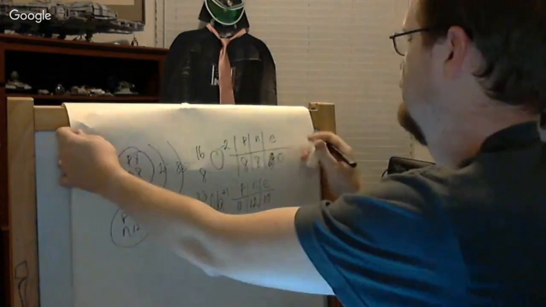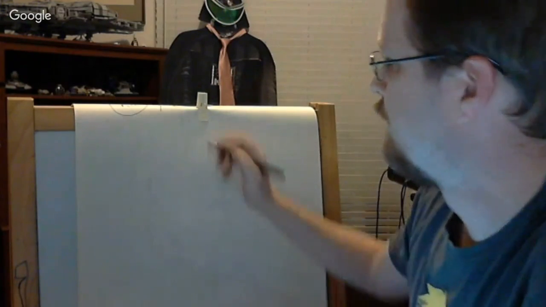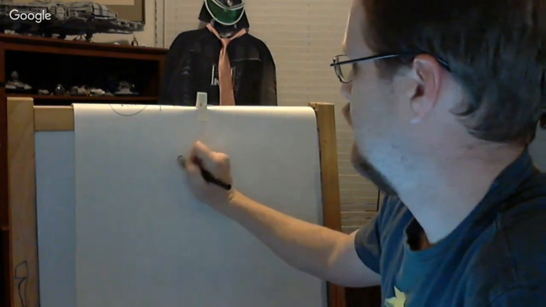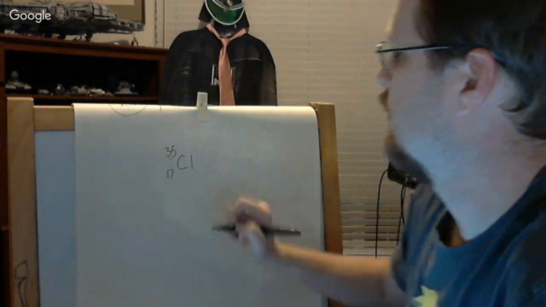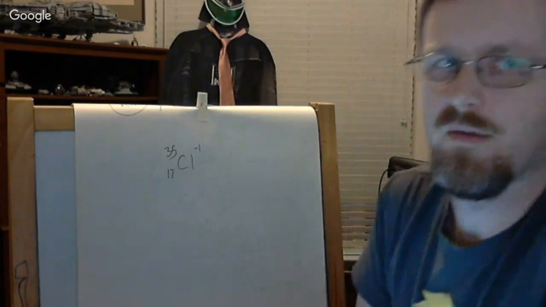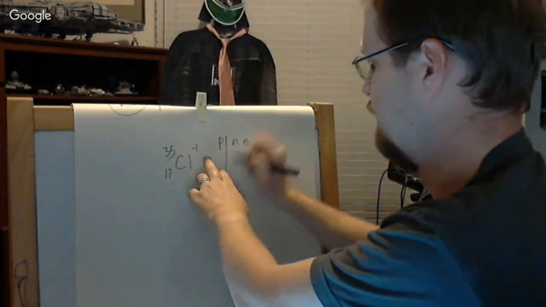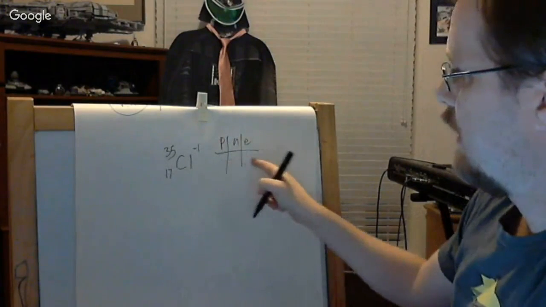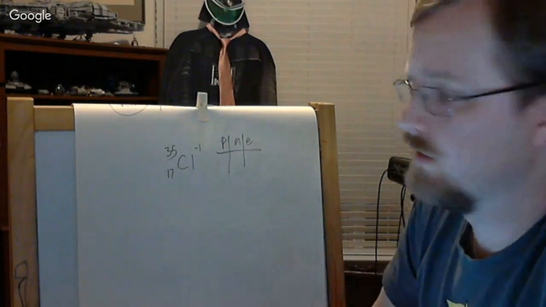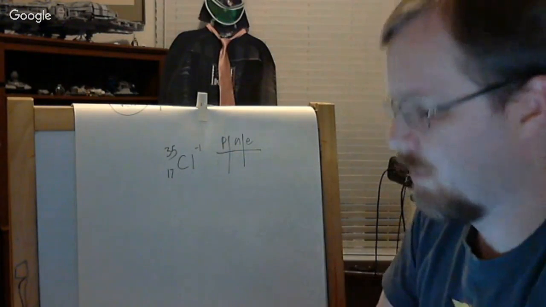Okay, so here's what I'm going to do now. I'm going to give you some more practice. Okay, I'm going to give you, let's see, chlorine, 17, 35, -1. Okay, so we got protons, neutrons, electrons, like so. So I want you to figure out how many protons, neutrons, and electrons there are, and then we will go through the Bohr model.